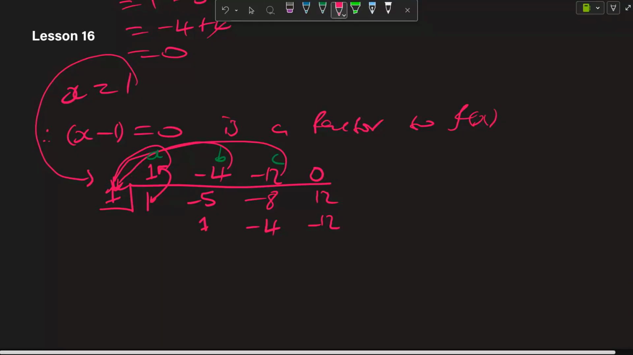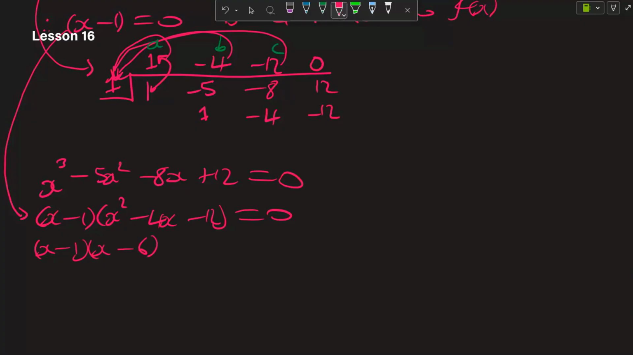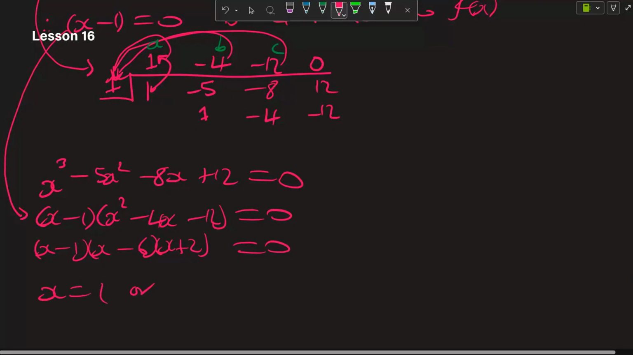Then you're going to say x cubed minus 5x squared minus 8x plus 12 is 0. And then, what is our linear factor? Our linear factor is x minus 1. That is the linear factor we got up there. Then the quadratic factor, what is our a? Our a is 1, therefore x squared. What is our b? Our b is -4, so -4x, and then minus 12, that is 0. And then now (x minus 1)(x minus 6)(x plus 2) is 0. Then that means now x is 1, or x is 6, or x is -2.